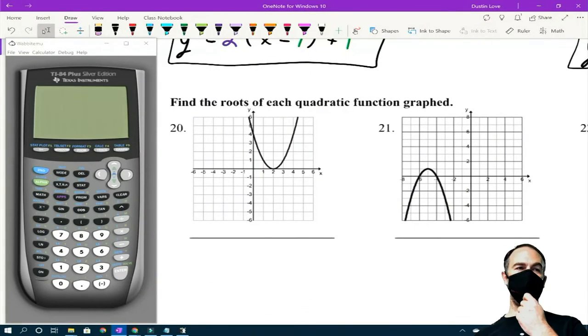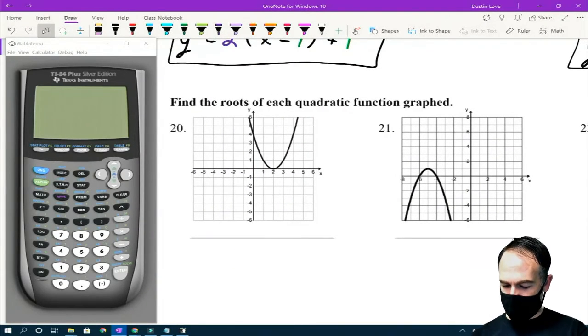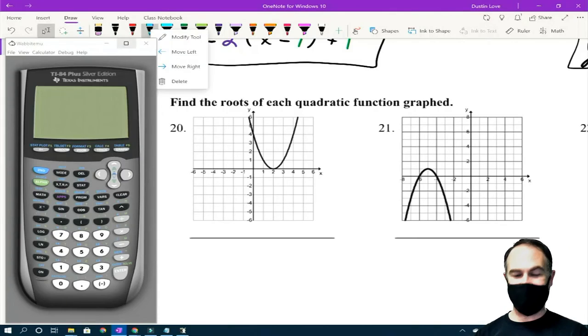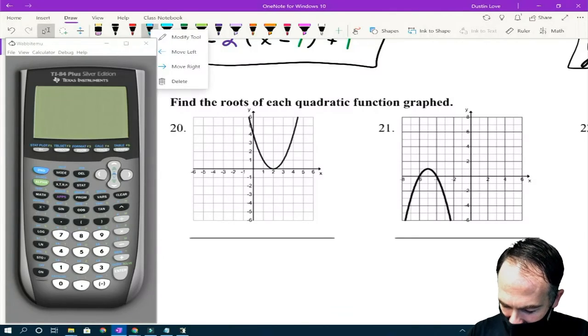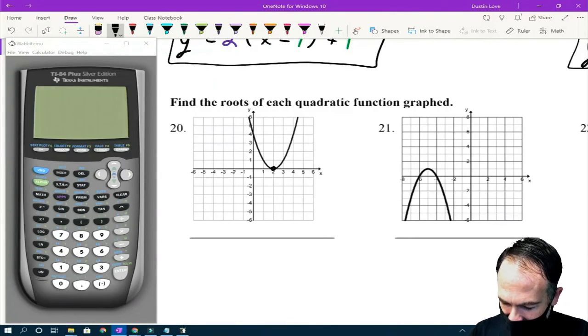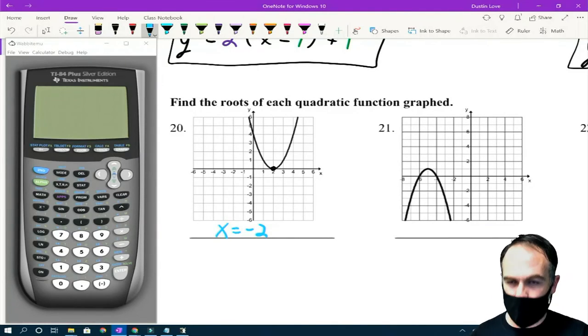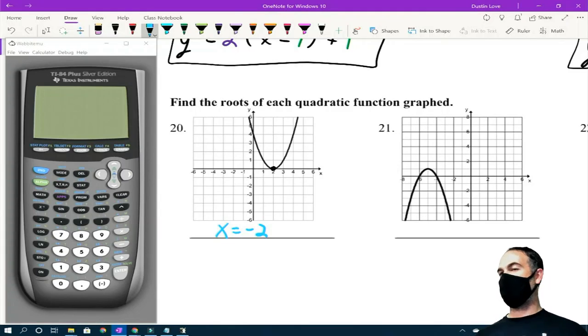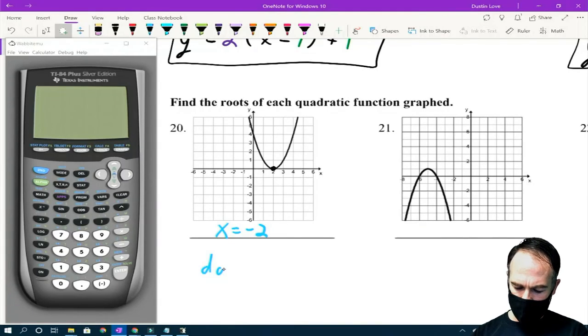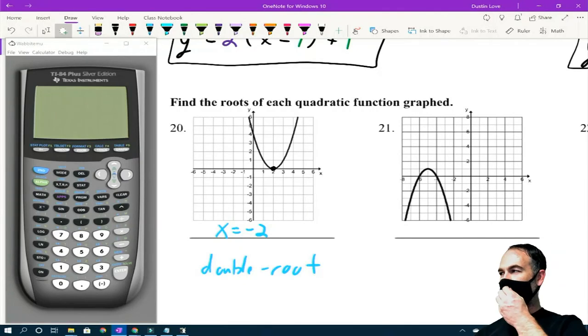Okay, find the roots for each quadratic function. Now, roots are just where it crosses the x-axis, or the x-intercepts. So I look and it crosses right there. So my only x-intercept here is x equals negative 2. Now remember, when the vertex ends up there, I don't believe we've actually given this a name so far, but that's a double root. That's not important for right now. I just want to bring it up because it will come up in later classes.